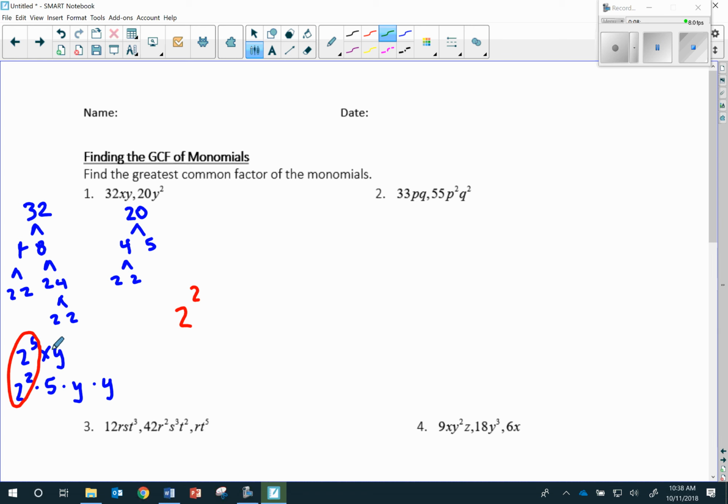With y, there's 1y here, 2y here, but they only both have 1y. So I'm going to go ahead and add that there. So if we simplify this even further, the greatest common factor of these two monomials would be 4y.